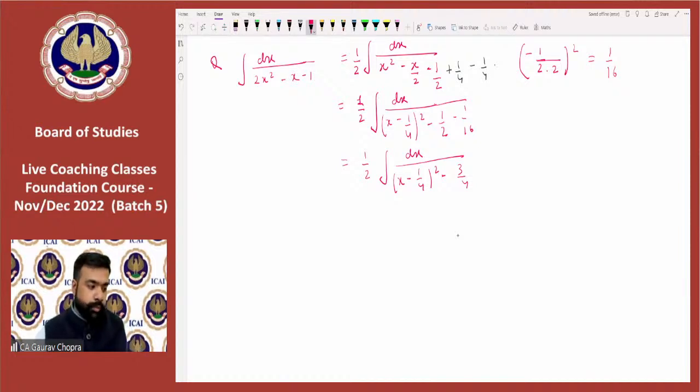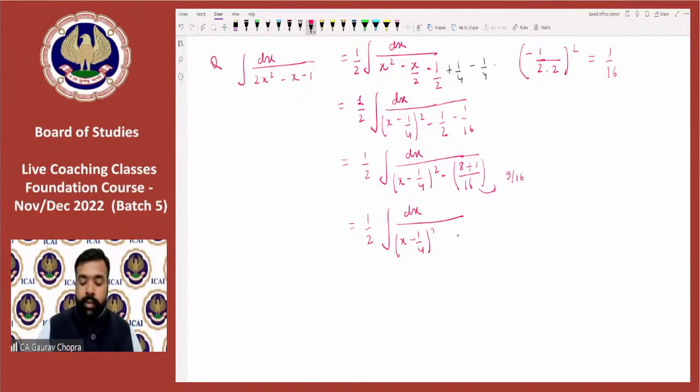So how much does it become? 1 by 16 and 1 by 2. If we take the LCM between these two, the LCM will be 16 and it becomes 8 plus, we can take minus as common. It can become 8 plus 1, that is 9 by 16. This is basically 9 by 16, and 9 by 16 can be written as 3 by 4 square. So x minus 1 by 4 square minus 3 by 4 square.